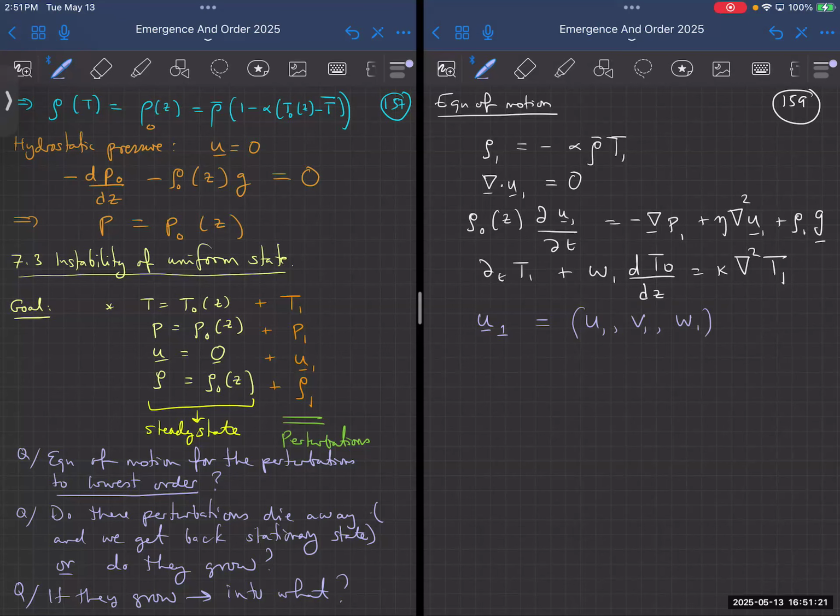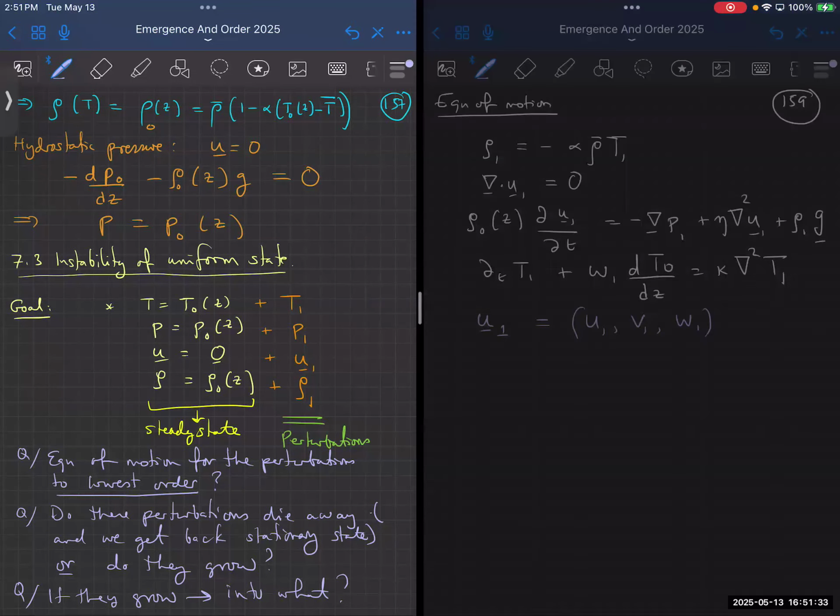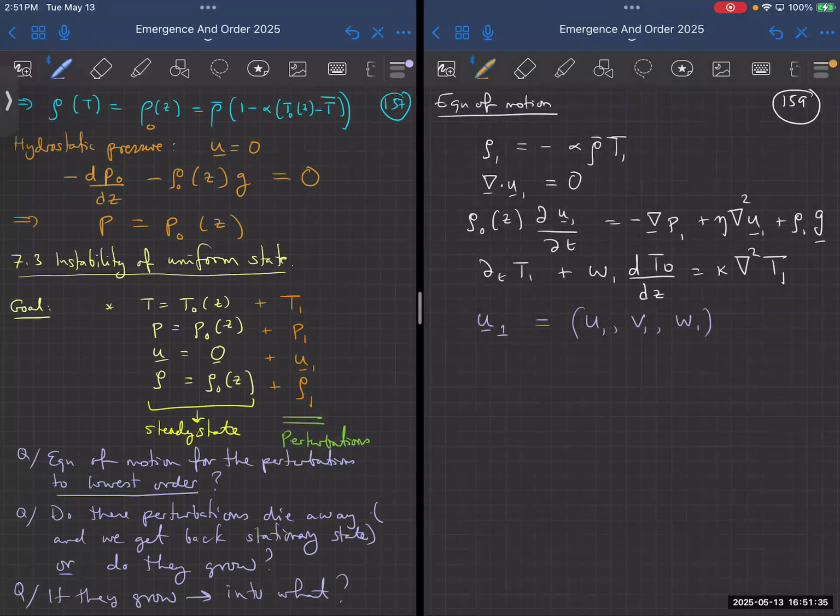So these are the equations that you get. All the quantities with 0 are the stationary quantities. All the quantities with 1 are the dynamical ones that we want to solve. Okay, so now we have to solve these equations. But first let's step back and discuss again what we hope to calculate in general.